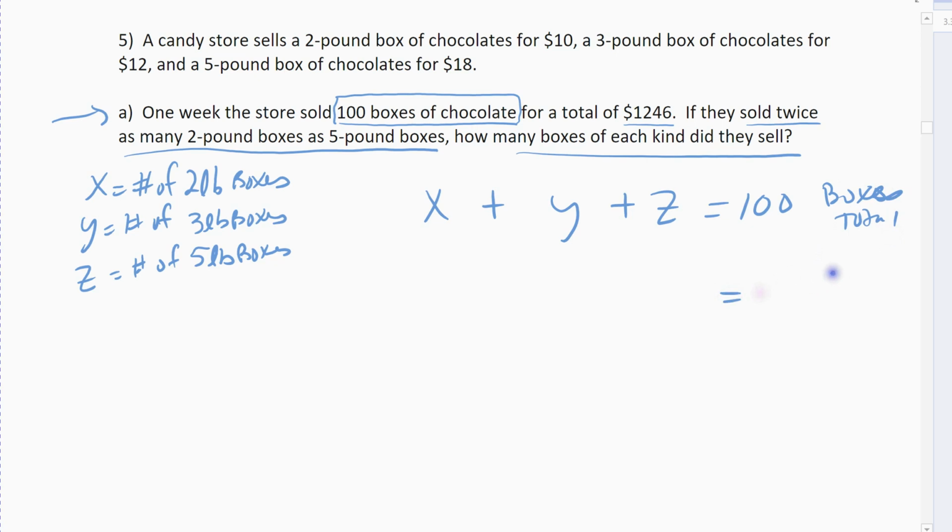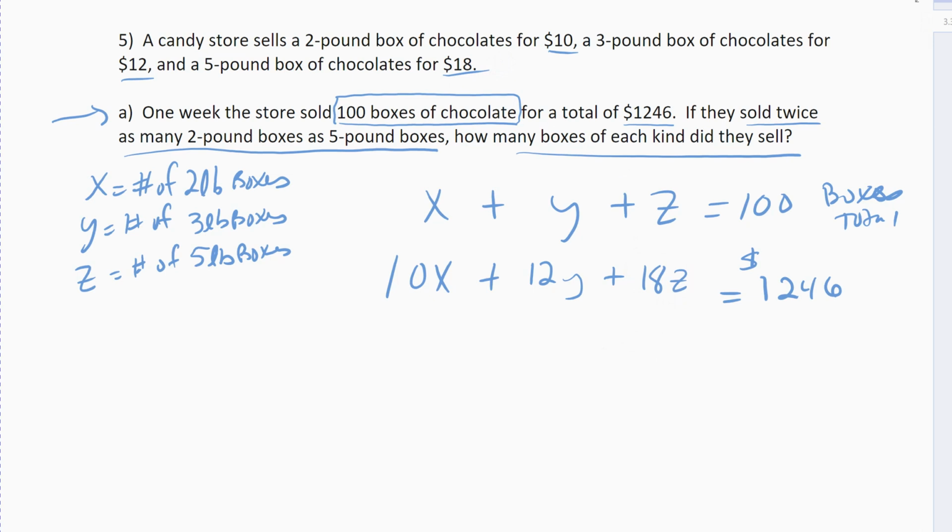Then the second one is the value. $1,246 was the total value of those 100 boxes. X of them were the 2-pound. Well, 2 pounds were worth $10 a piece. And so 10x is how much value the 2-pound boxes generated. 3-pound were $12, so 12 times Y was the value of the 3-pound boxes. And 5-pound were $18, so 18Z was the value of the 5-pound boxes. All right, and there's the 2 equations. They came from my totals.